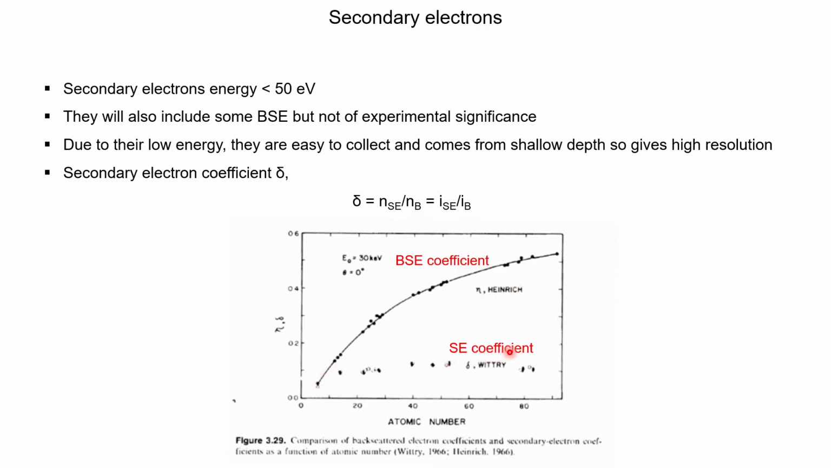The secondary electron coefficient has a trend where it is not affected much by the atomic number. The x-axis is the atomic number, but the coefficient is more or less constant. But as we have seen earlier, the back secondary electrons are very much affected by the atomic number. As we increase the atomic number, the back secondary electron coefficient eta keeps increasing, but the secondary electron coefficient delta remains more or less the same.